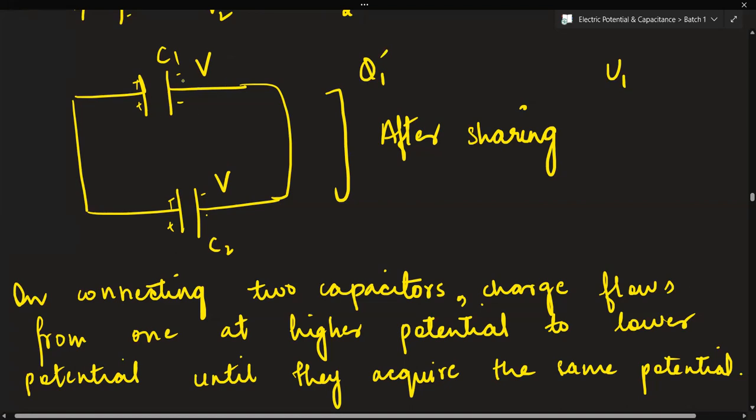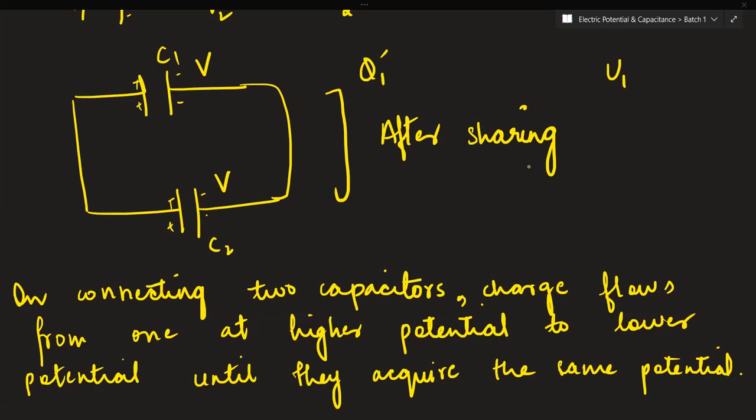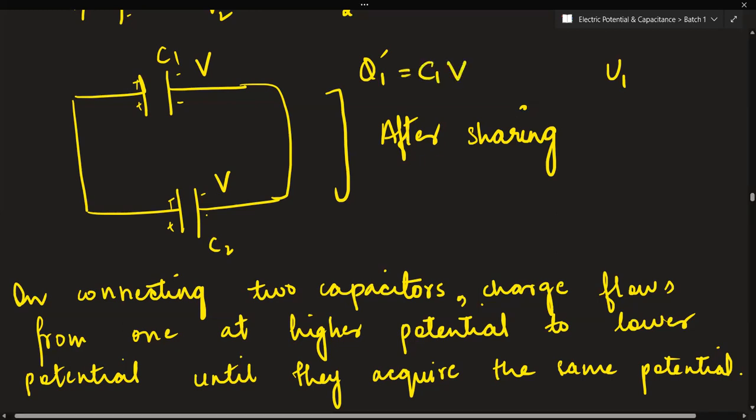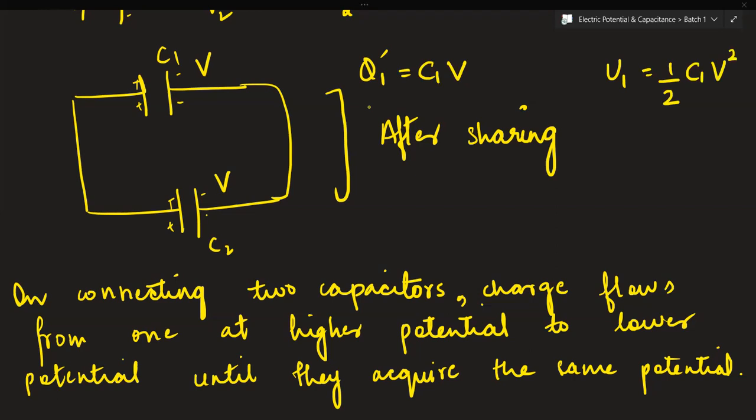After we have connected them, this is the capacitance, this is the potential. What should be the charge? It will be equal to C1 into capital V because capital V is the potential right now. And in case of energy also, this will be half C1 V square. Potential will become the same. So that's why we are not taking V1 or V2. Right now we will be taking it as V. But C1 and C2 are different, so we have to specify it.